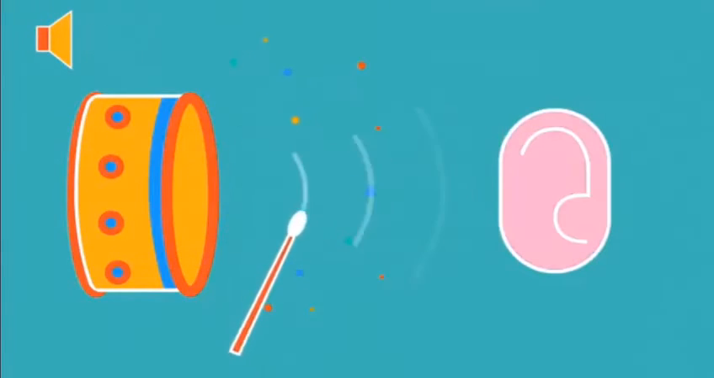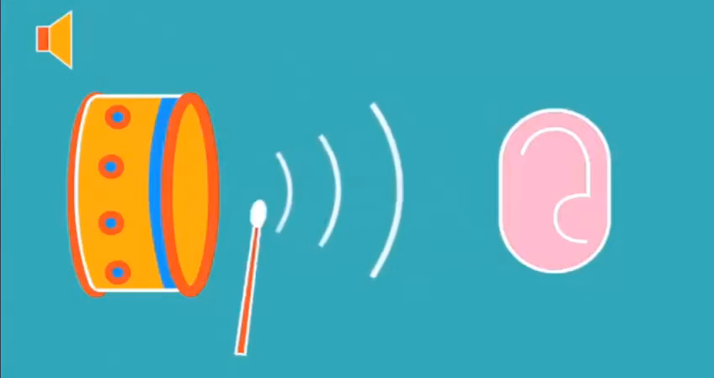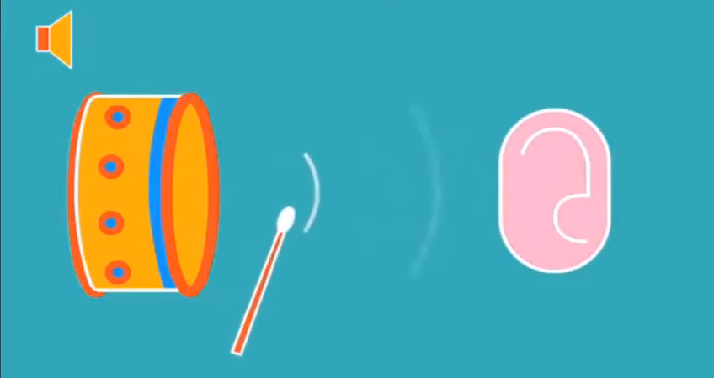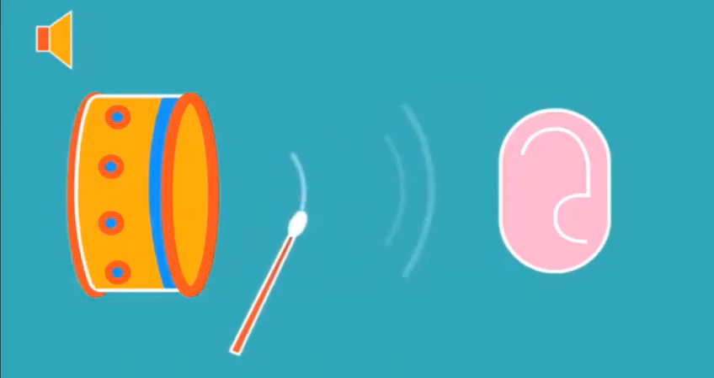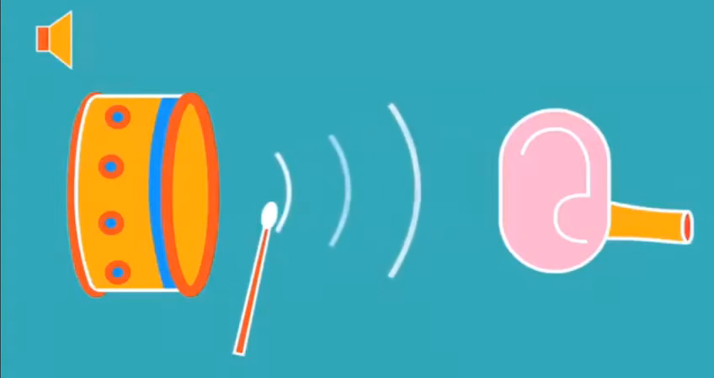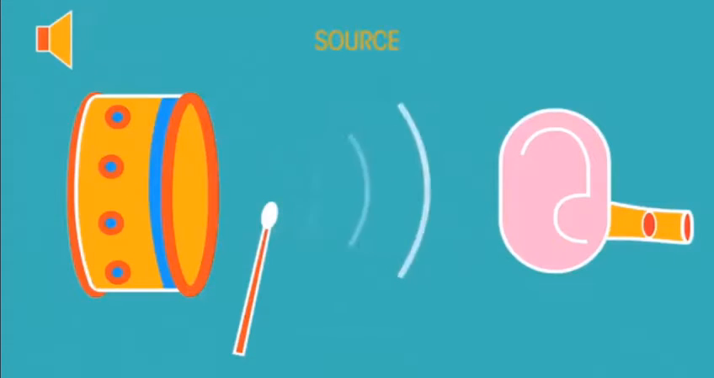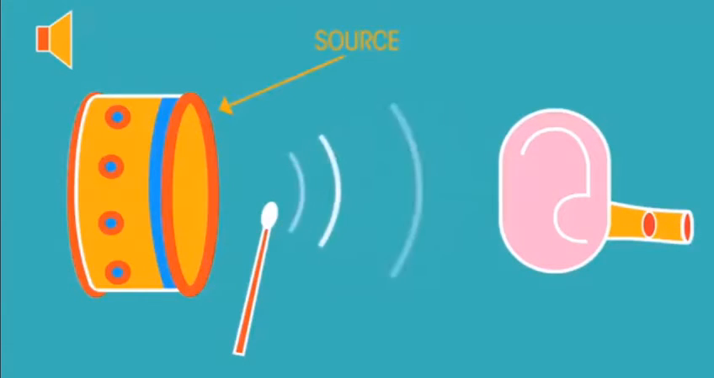When a drum is struck, the drum's skin vibrates, which causes the air particles next to it to vibrate. This causes the next air particle to vibrate, then the next, and so on, until the vibration reaches the ear, causing the eardrum to vibrate. The vibrating air speeds away from the source, creating a sound wave.